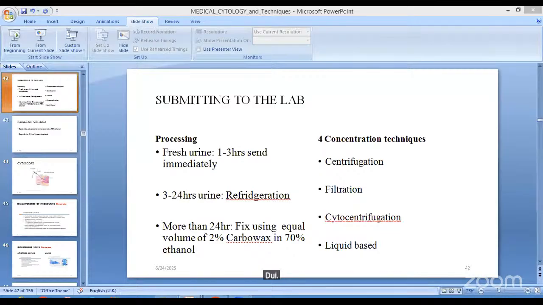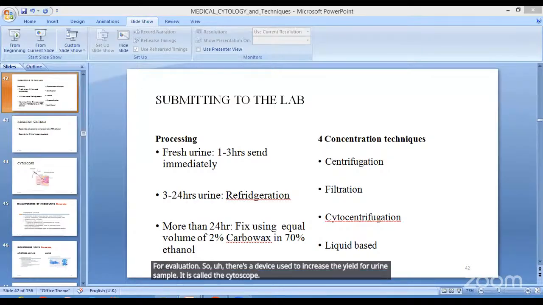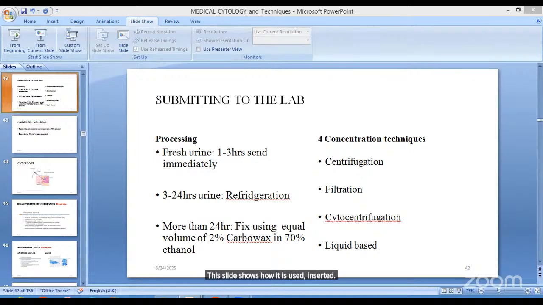A urine specimen will not be satisfactory and will be rejected if there's a delay of more than 3 to 4 hours and it is not preserved in 70% ethanol. When the urine stays till the second day, it is no longer suitable for evaluation. There's a device used to increase the yield for urine samples. It is called the cystoscope. This slide shows how it is used, inserted into the bladder to collect or aspirate urine.